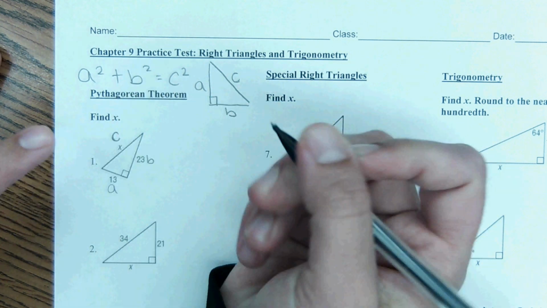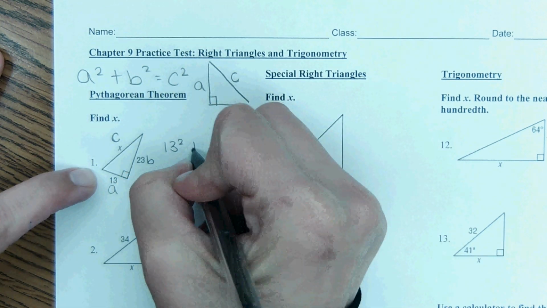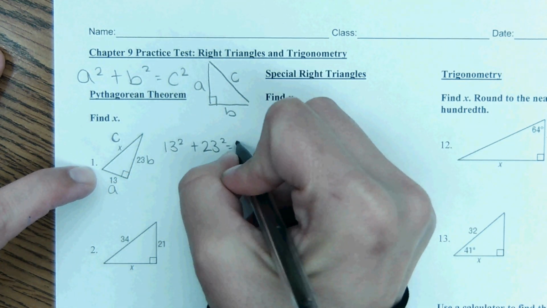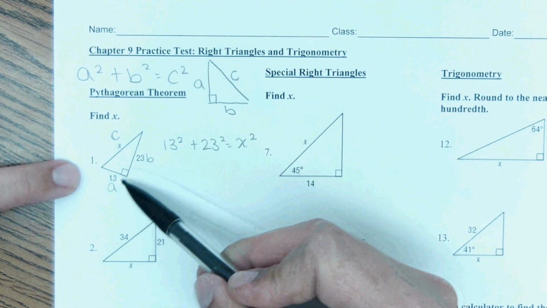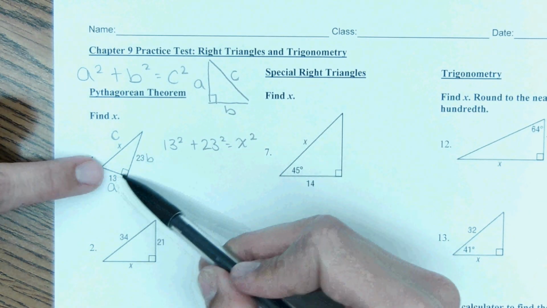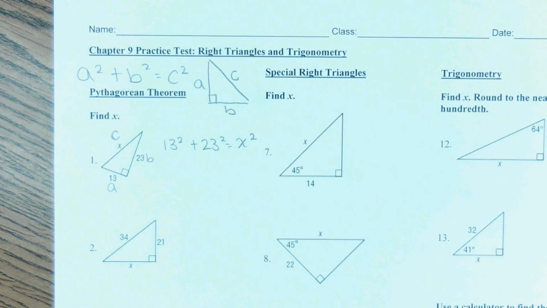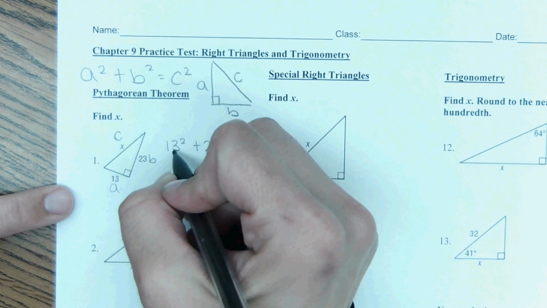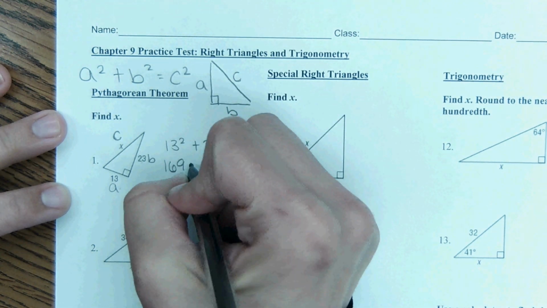Okay, so then using that for number 1, this would be your A and B, and then this is your C, your hypotenuse. So you'd set it up like this: 13 squared plus 23 squared equals x squared. And some people ask, like, how do you tell what's A and B? It's interchangeable. The legs are just A and B.